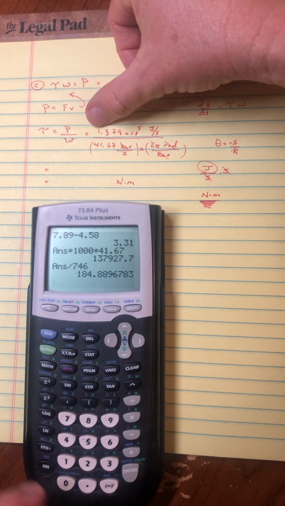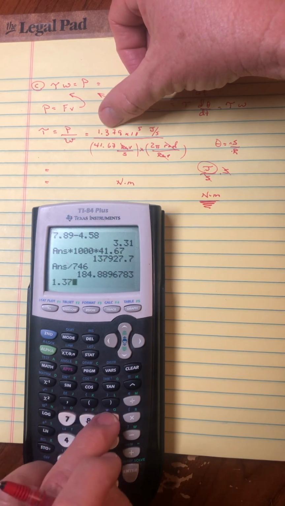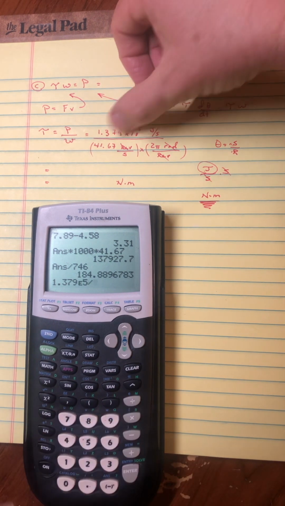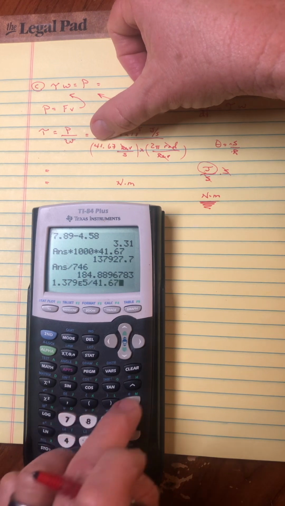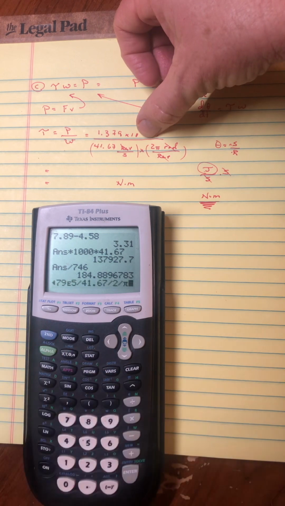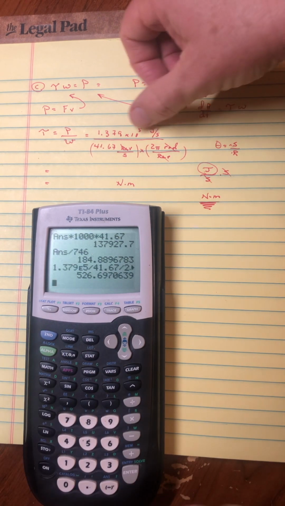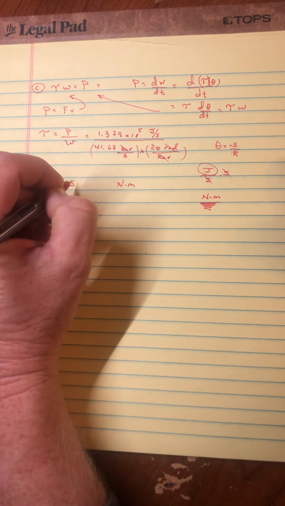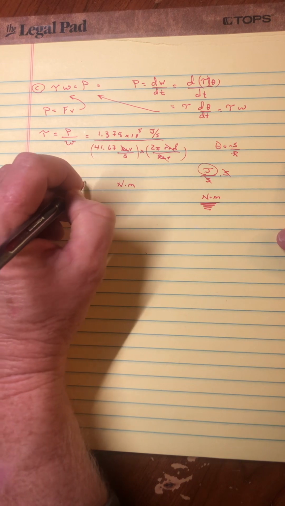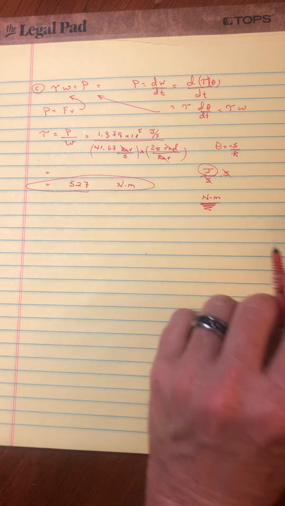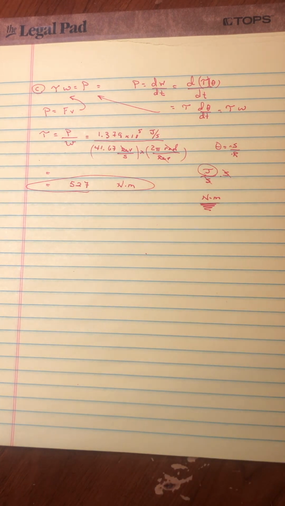So putting in our numbers here, 1.379 times 10 to the 5th divided by the 41.67 divided by the 2 and also divided by the pi. Give me a torque, and a nice big torque of 527 Newton meters. So this plane's designed with a lot of torque and very little horsepower, and that makes sense.